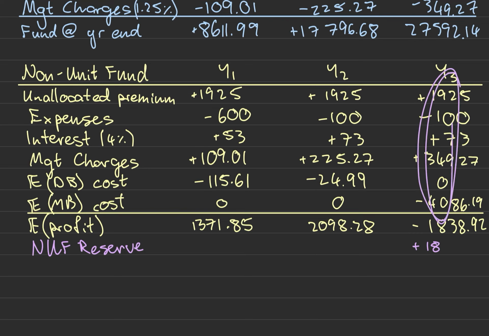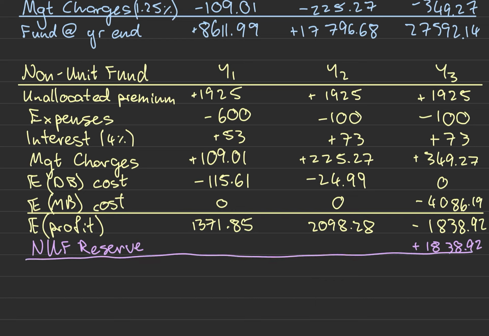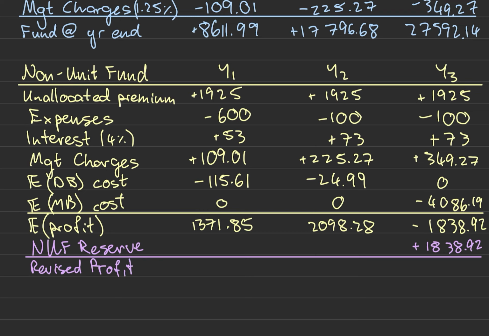But my non-unit cash flow is written, and I need my profit vector in a particular year to be written in terms of the time value of money at the end of the year, but in terms of the number of policies in force at the beginning of the year. So 1838.92 at the end of the year is what must be added. Then all of that will come to my revised profit, and this revised profit in this year will be 0, because you sum those two up, you get 0.